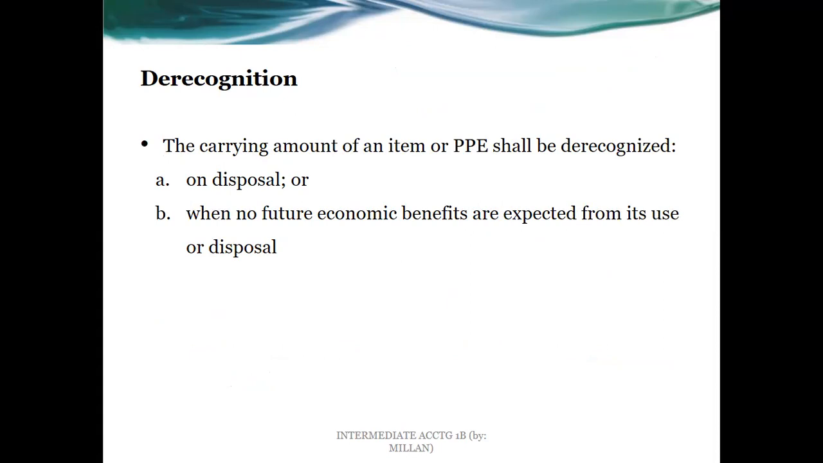Now, for derecognition, as explained a while ago, this is when we are going to remove or exclude the value of the PPE item from our accounting record. This can happen normally on disposal when we sell our PPE item, or when we evaluate the PPE and no future economic benefits are expected from its use or disposal, as a review of what we've said in part 2A.